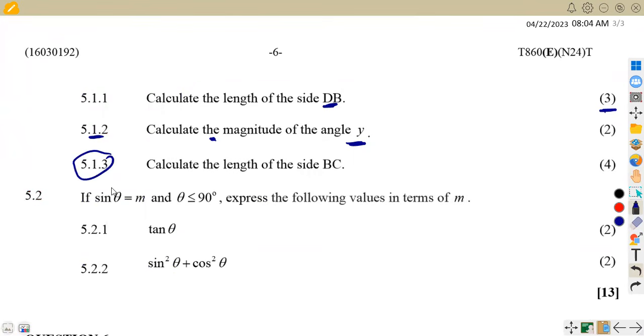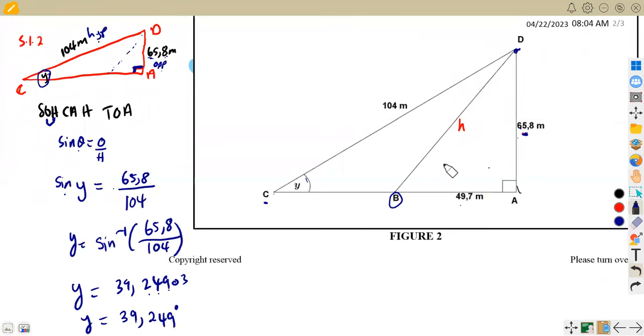Then the last part on this triangle was to calculate the length of the side BC. All right, so you need to calculate the length of the side BC. That is from B to C, this part here. So this is the side that we are supposed to calculate. Okay, I want you to check something here.